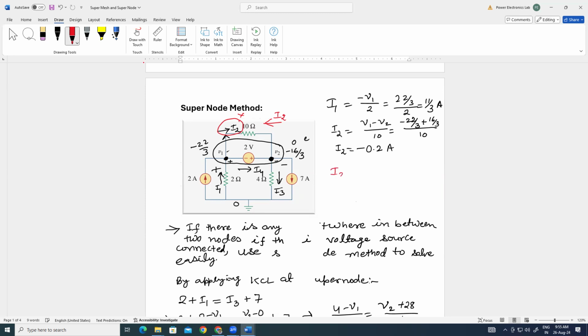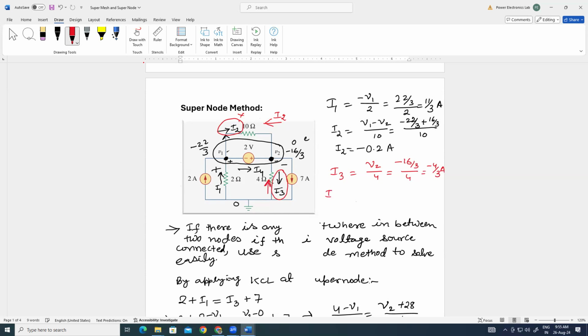Now, what is the value of I3? I3 will be equal to V2 by 4. V2 is minus 16 by 3 divided by 4, which means minus 4 by 3 ampere. It means the direction of I3 is also wrong. The actual direction of I3 will be in the upward direction. Clear?